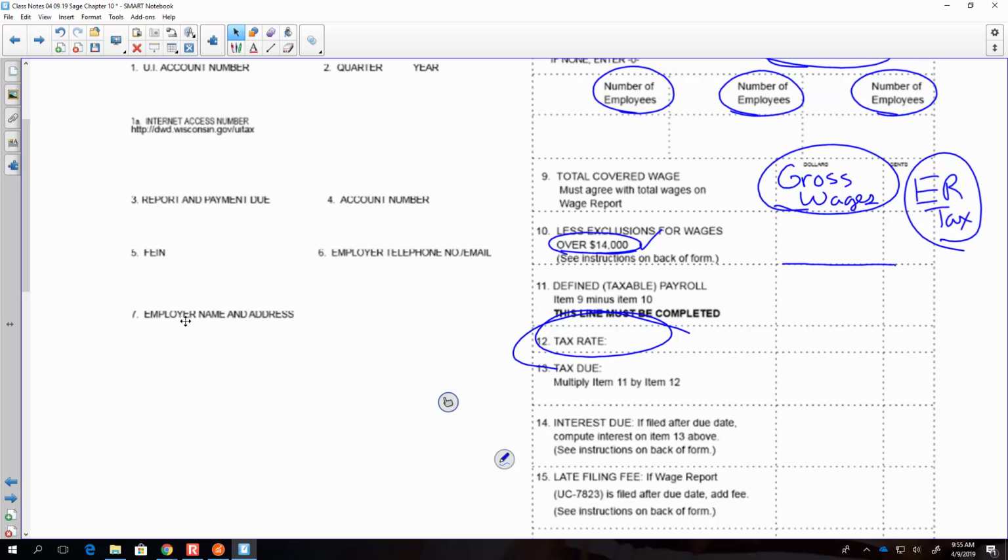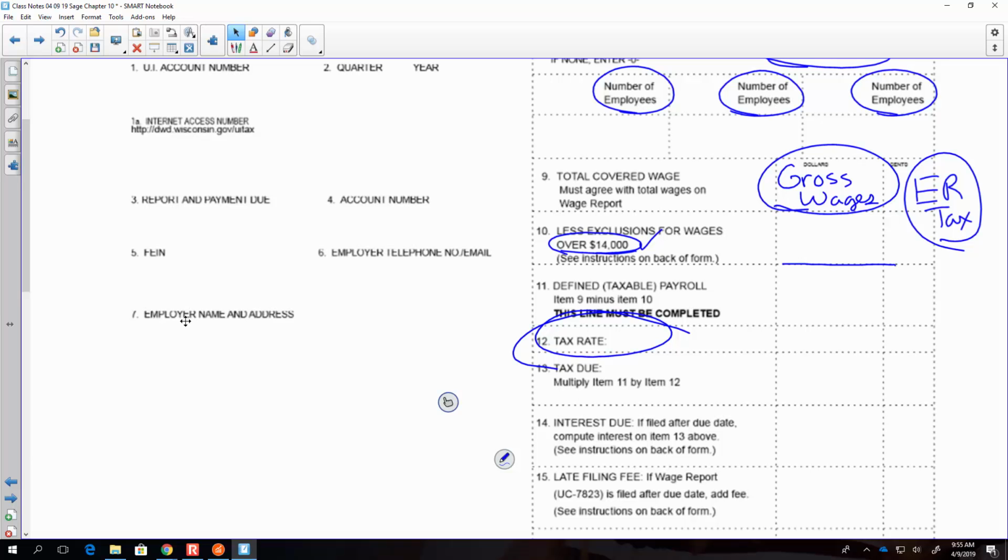So that's another nice feature. Obviously your software will also do that for you. You tell the software what is the Wisconsin wage cap. It's 14,000. Once it knows that, it should compute the tax correctly for you.